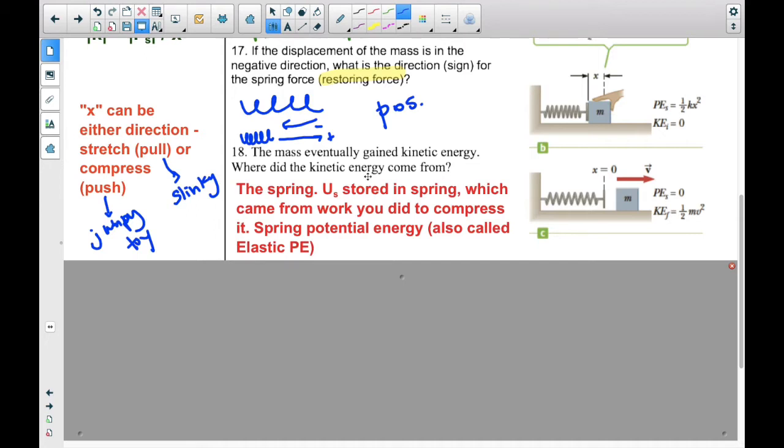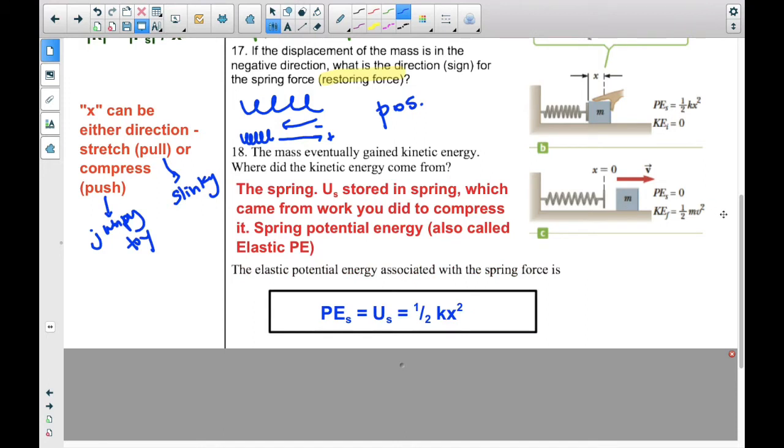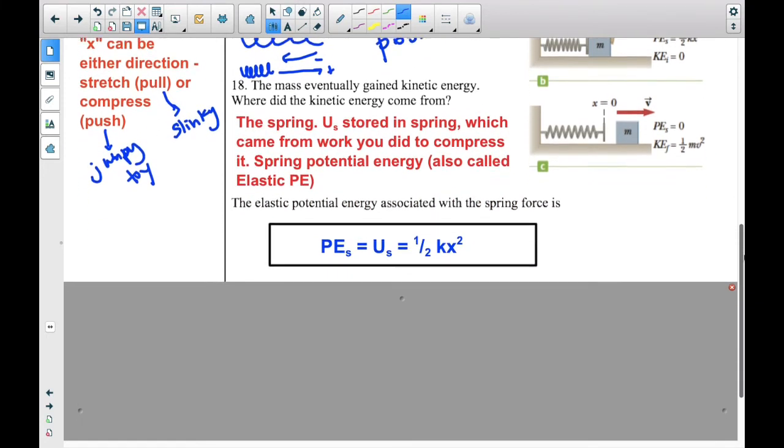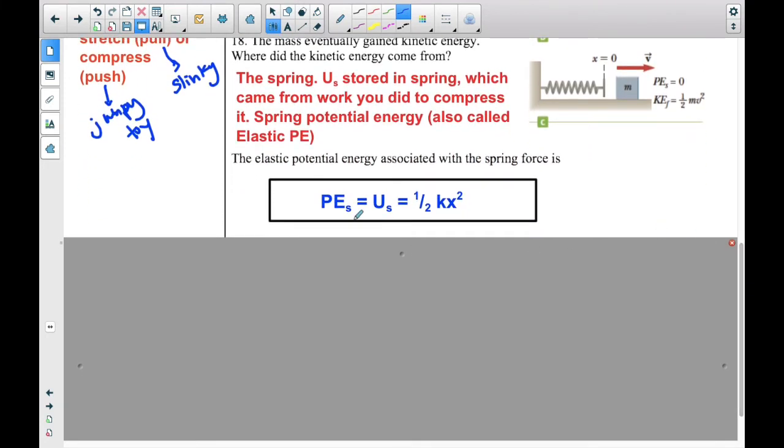And that is now potential spring energy, which we abbreviate with a U sub S. That means potential spring energy. Sometimes we call it spring potential energy, sometimes we call it elastic potential energy. Either one of those terms, those are interchangeable. Sometimes our book talks about elastic, sometimes it talks about spring. So the elastic potential energy associated with the spring force is this equation.